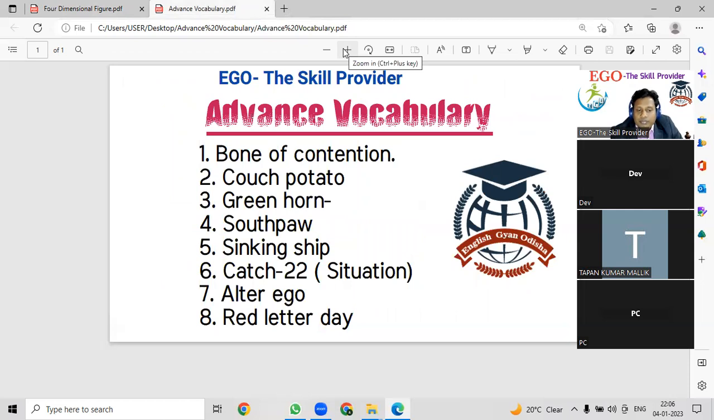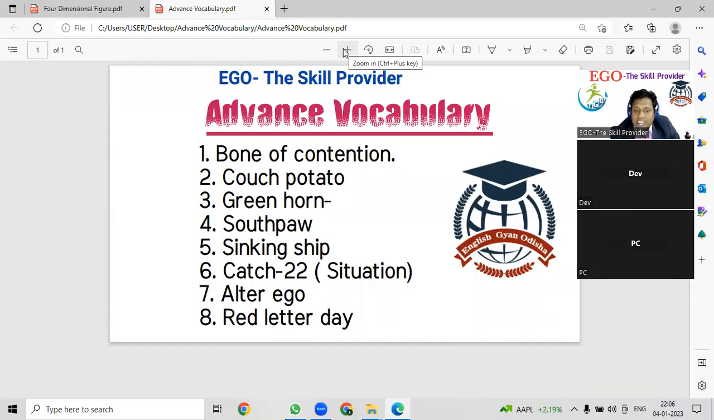This is called advanced vocabulary. We have eight different idioms. Using these eight idioms, you can start speaking naturally. And believe me, these eight idioms have different meanings, and they can be used in so many different situations. So let me start.